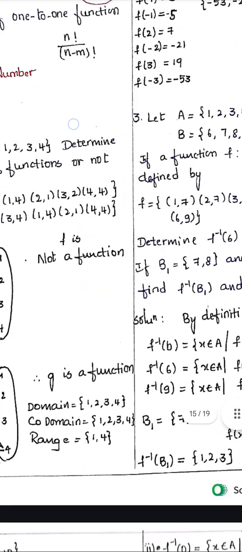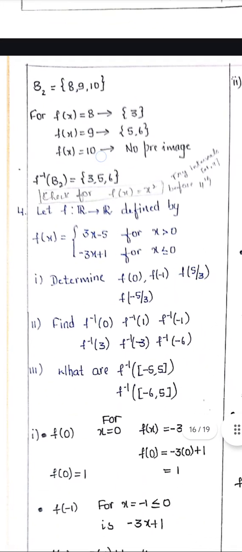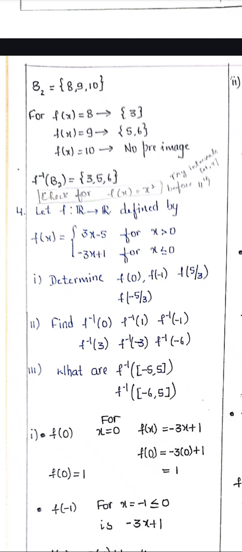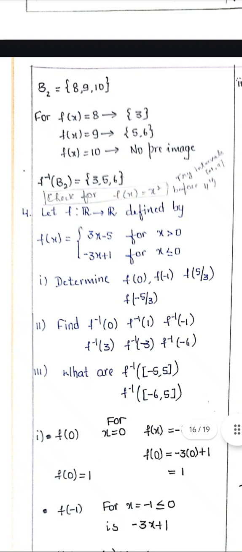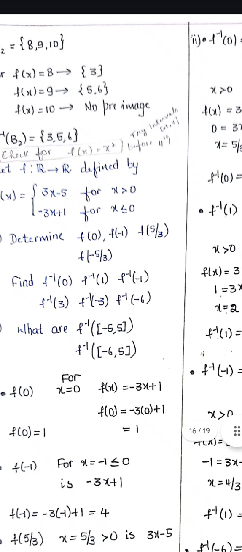Then for B2 we have 8, 9, 10. F of x equals 8 for 3. F of x equals 9 for 5, 6. F of x equals 10 has no pre-image. Then f inverse of B2 equals {3, 5, 6}. Check for f of x equals x square as homework.